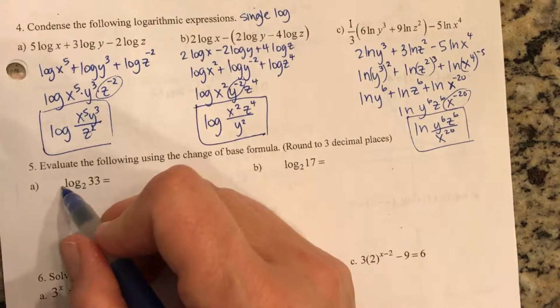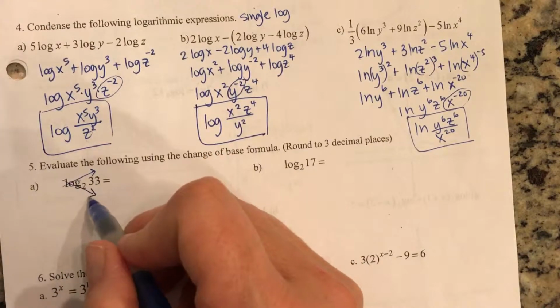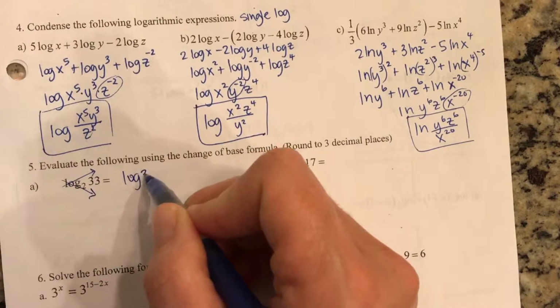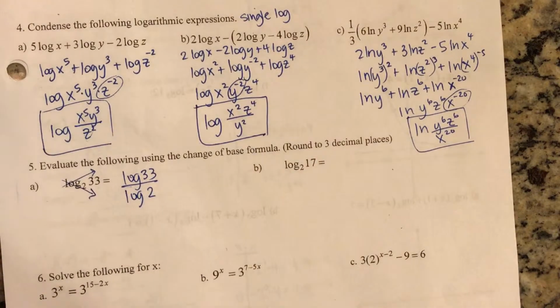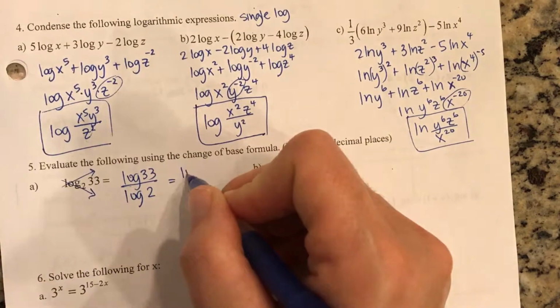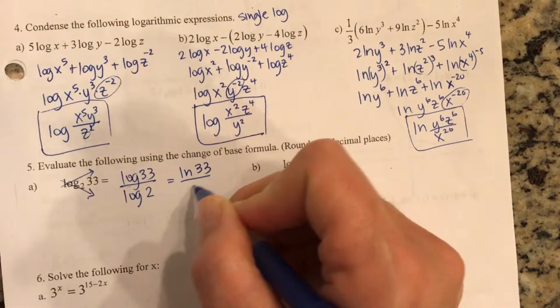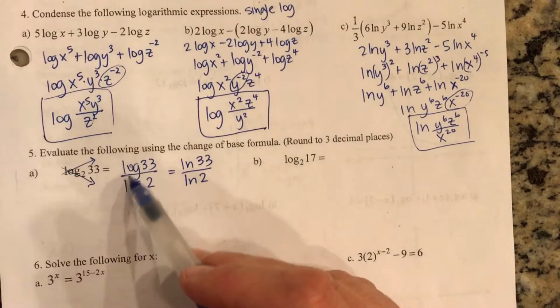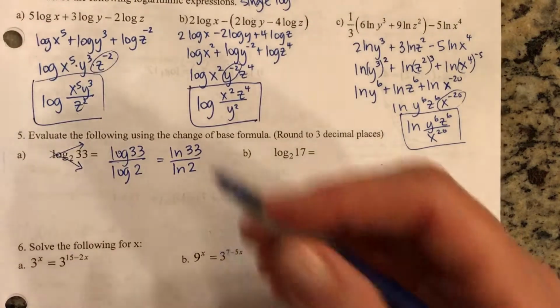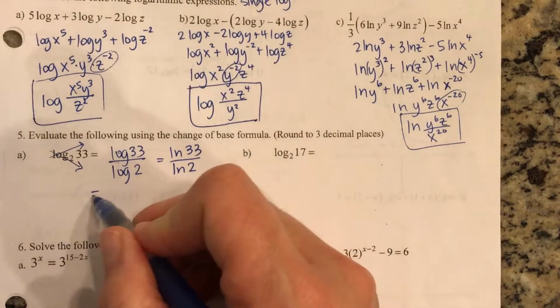Okay, so we're going to go upsy daisy, downsy daisy. So it's going to look like this. Log of 33 on top divided by log of 2. So what we just did is the change of base. If you wanted to, you could change it to any base, but our calculator is log base 10, the common log, or the natural log, log base e. And so usually we change it to one of those two.